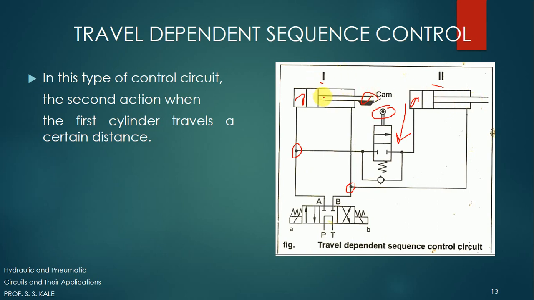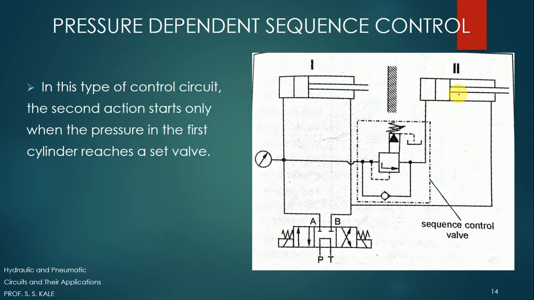After completion of the first piston movement, the cam operates the valve, and then the second piston will start moving. That's why it is called a travel dependent sequence control valve. It depends upon the travel: after the first has traveled, then the second will be operating. So this is travel dependent.